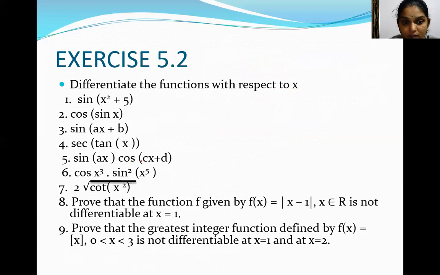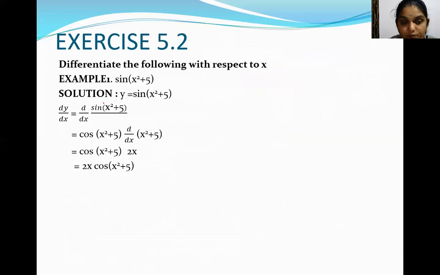Now you have some examples in the exercise. Please try to solve these exercise examples. First one, derivative of sine of x square plus 5. In the previous examples, I have just given you the theory. Now you can directly start differentiating.